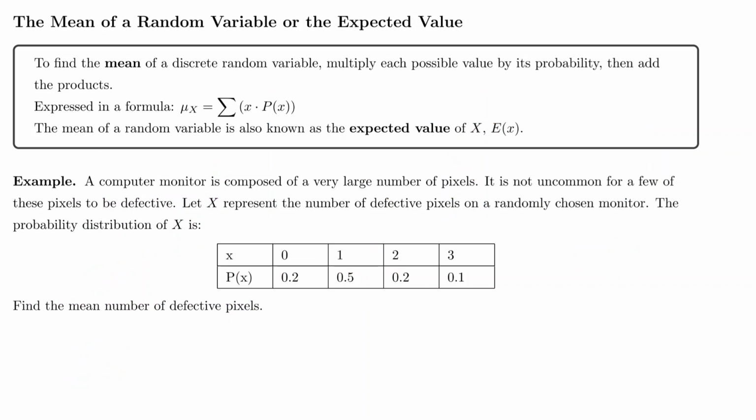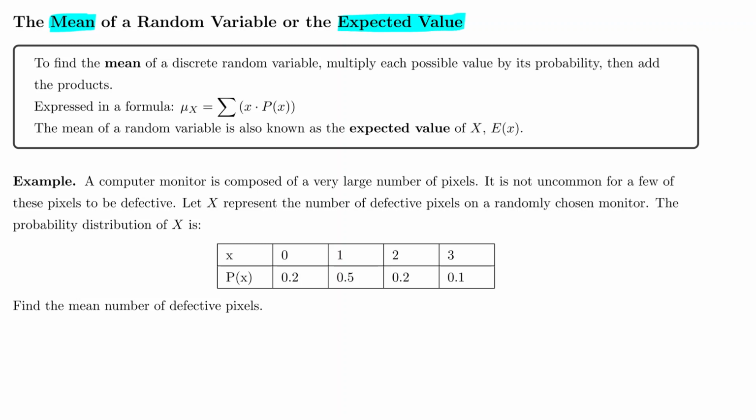So for a discrete random variable, or for a discrete probability distribution, we can find the mean. And this mean is different from what we learned earlier. This is not an arithmetic mean where we add all of them and divide by how many we added. That is not what we're doing. And I'll show you how we calculate the mean of a random variable, or expected value.